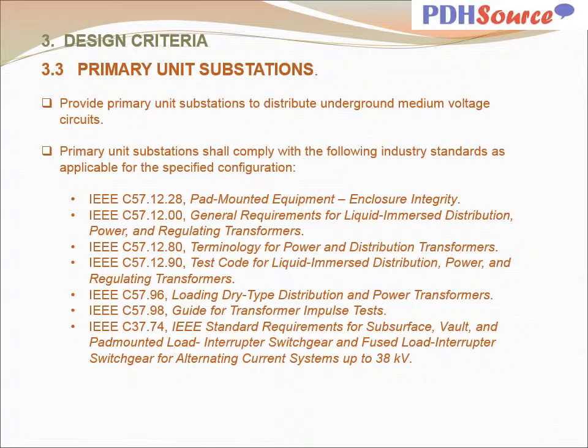C57.12.80 terminology for power and distribution transformers, IEEE C57.12.90 test code for liquid immersed distribution power and regulating transformers, IEEE C57.96 loading dry type distribution and power transformers, IEEE C57.98 guide for transformer impulse tests, and IEEE C37.74 standard requirements for subsurface vault and pad mounted load interrupter switchgear and fused load interrupter switchgear for alternating current systems up to 38 kV.